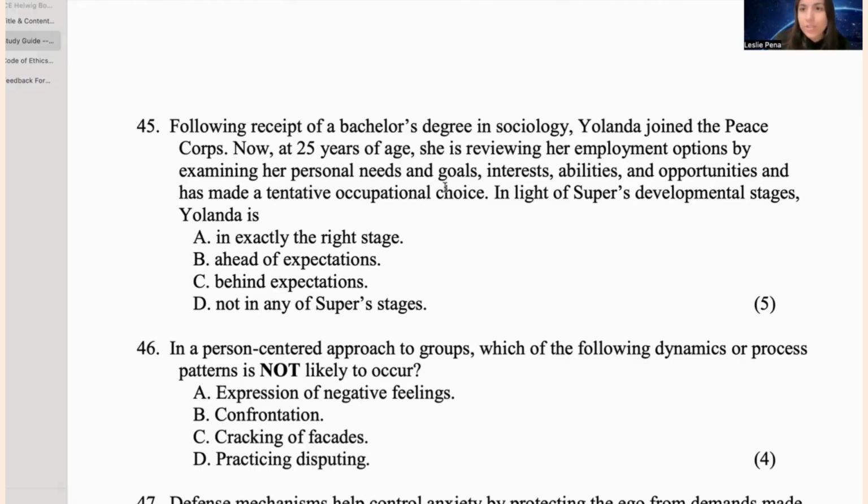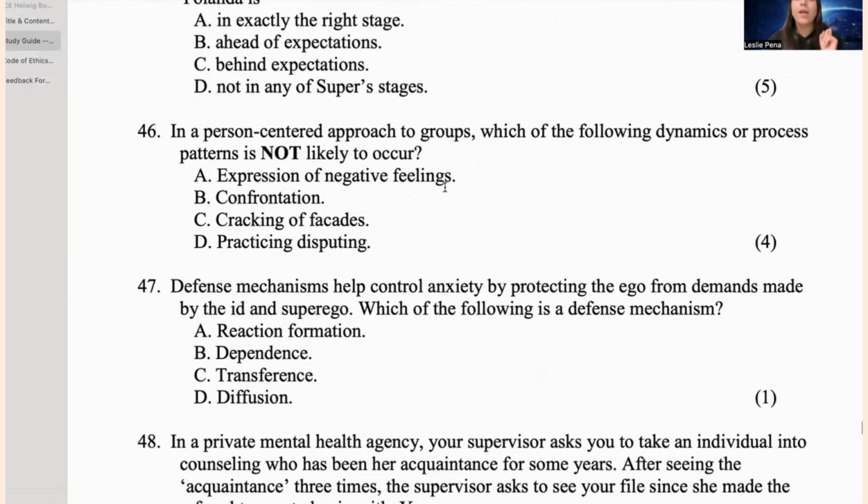Now, at the ripe age of 25, it seems to me like she's a little bit behind. I'm sorry, I'm behind as well. That's why I'm laughing. So she's behind expectation according to Super, because by 25, you should already have your career lined up for you. And if she's starting from scratch, then according to Super, she's behind schedule. But that is just a theory. I personally don't think that's true.